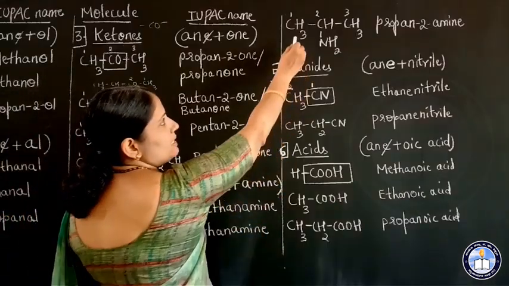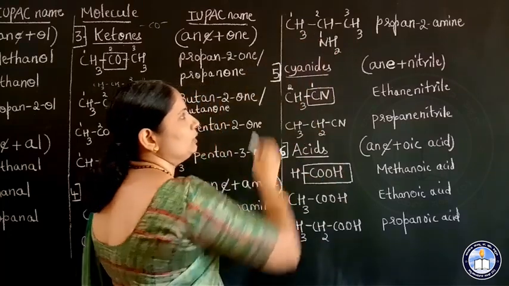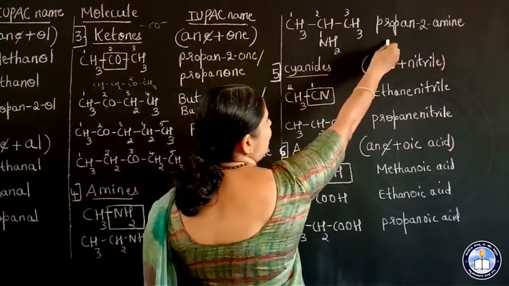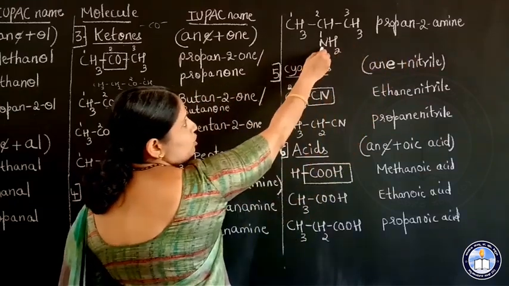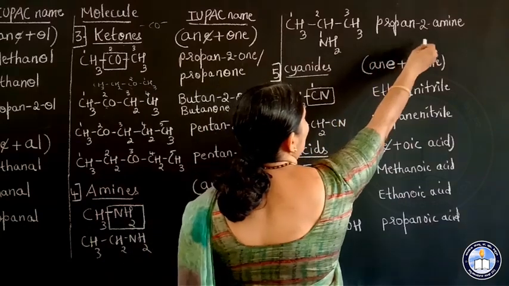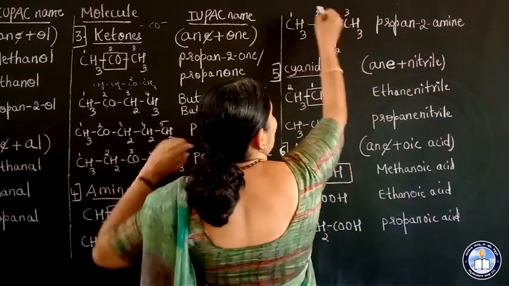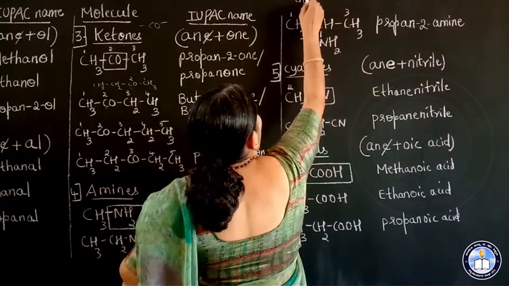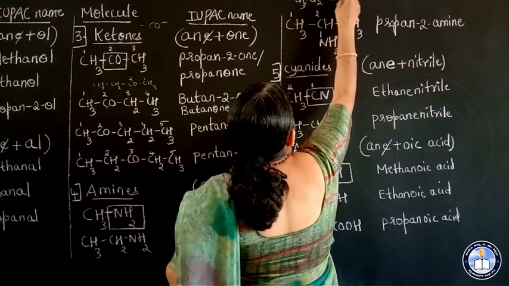Now see here, CH3CH(NH2)CH3. So 3 carbon atoms, it is prop. Single bonds, AN. Then see, this NH2 group is attached to the second carbon atom, so it is propan-2-amine. Suppose NH2 is attached to the first carbon atom, CH3CH2CH2NH2.